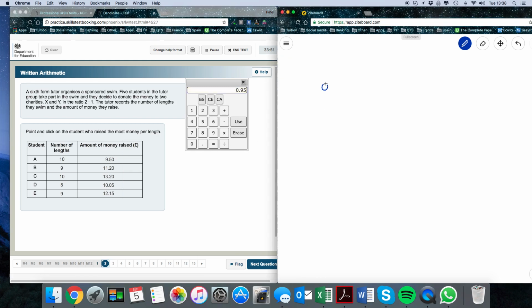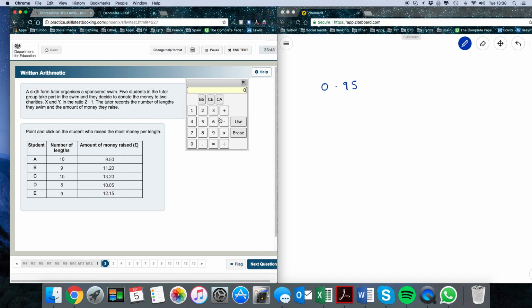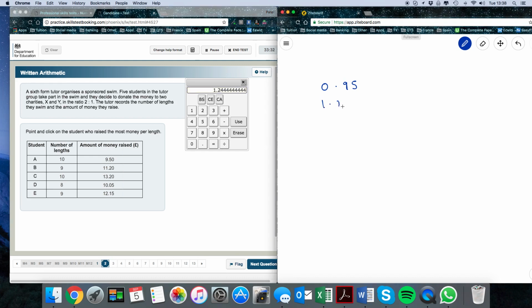The best thing to do with that is don't try and overcomplicate it. Just write that number down. It's 95p, but in a way you don't even have to worry about what it is. We're just going to keep doing this and pick the biggest number. So next one is £11.20 divided by 9. Now, it's boring, it's tedious, but we just have to get on with it because it's an easy mark.